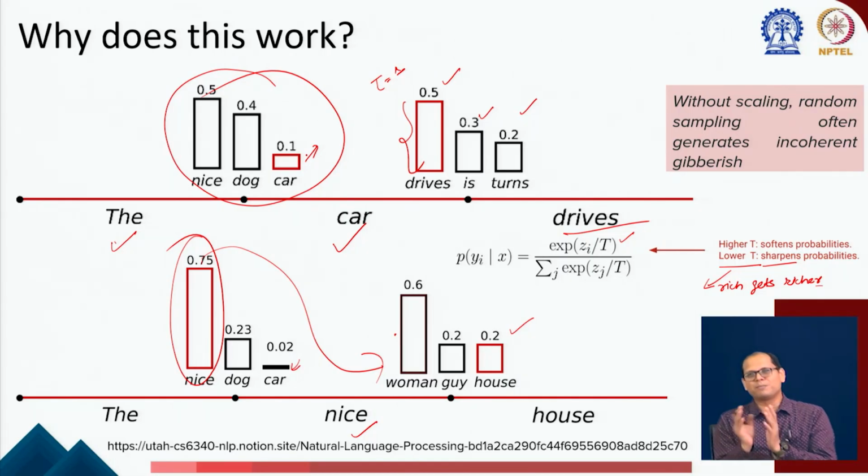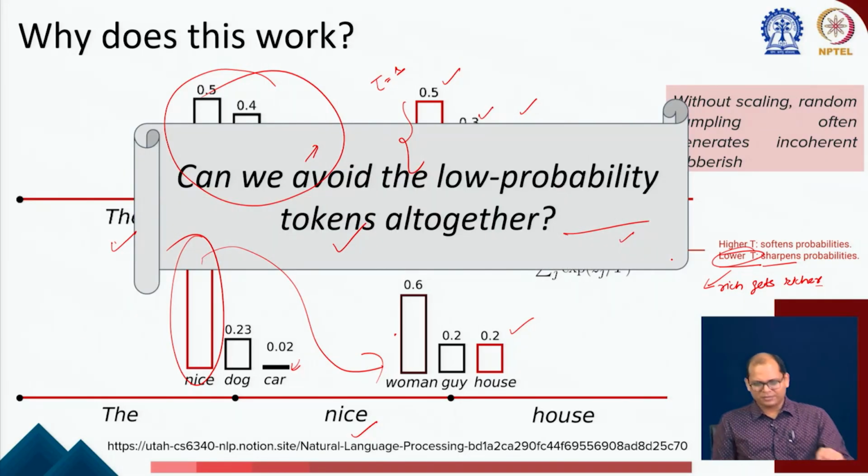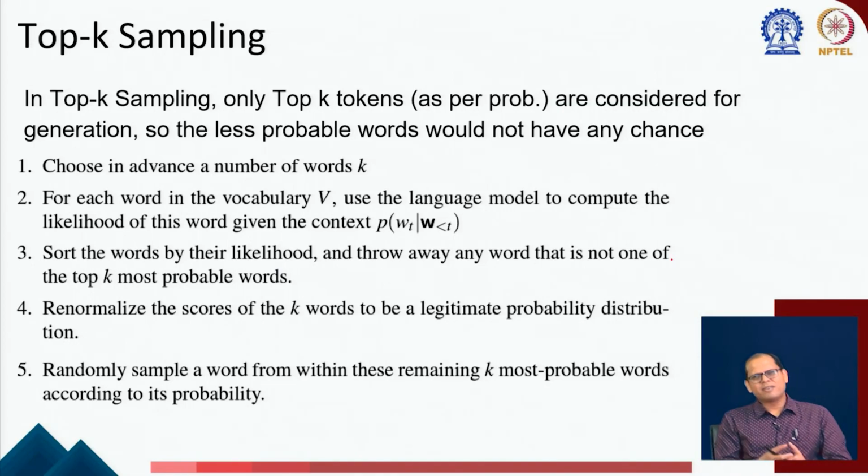You wanted middle probability words to feature, but you did not want very low probability words to feature, and that is what is avoided by lowering your temperature. You avoid those words. You can avoid the low probability words altogether through this. There are other variations like top K sampling. You say okay, you want to avoid low probability words, so why do you want to even take them into consideration? So in top K sampling you only take the top K tokens as your probability.